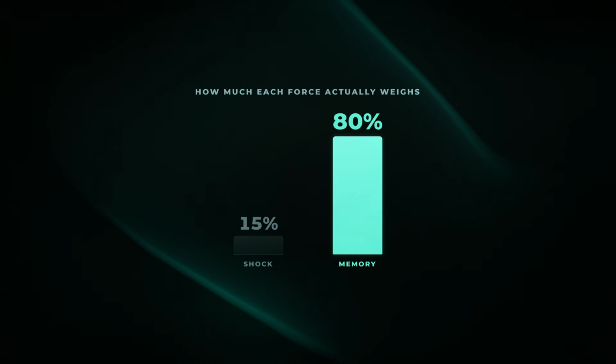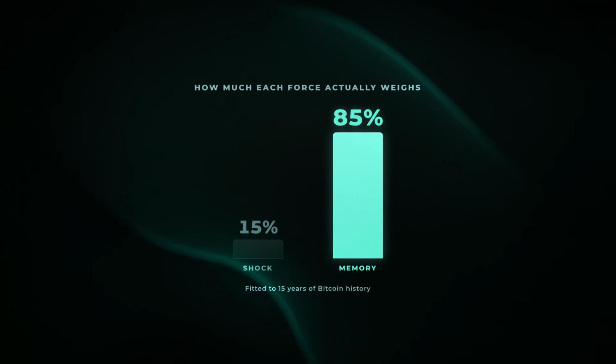As an example, I fitted this to Bitcoin's entire 15-year history, and the weights it estimated tell you the whole story. The shock carries 15% of the weight, and the memory carries 85%. In practical terms, volatility is almost as persistent as it's mathematically possible to be. And that persistence is why the forecast works, because you're forecasting a quantity that hardly changes overnight.